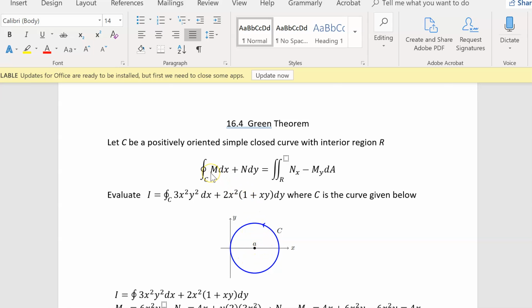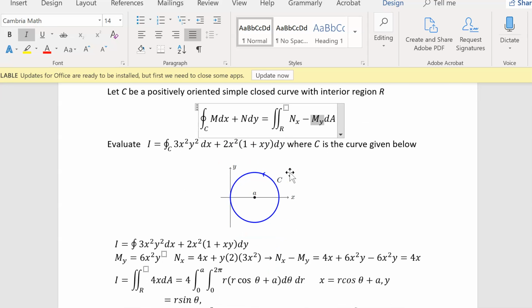So if you take the line integral M dx plus N dy, all it says is that that is equal to the double integral across the surface covered by C of this function. What function? N_x minus M_y. So I'm going to use this notation from now on. N_x actually means the partial with respect to x, and M_y means the partial with respect to y. So M dx and N dy, the line integral is connected to a double integral. Let's start with an example.